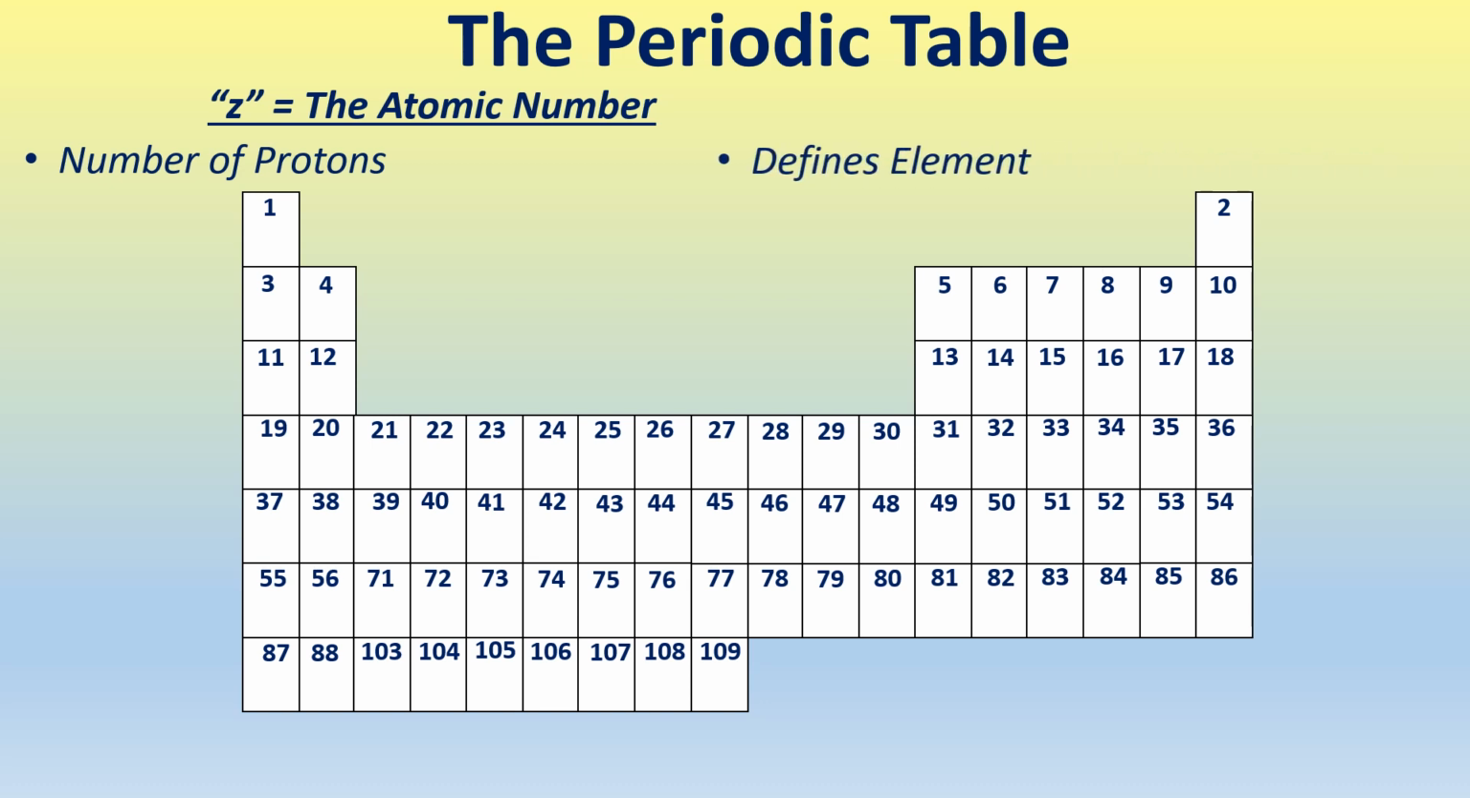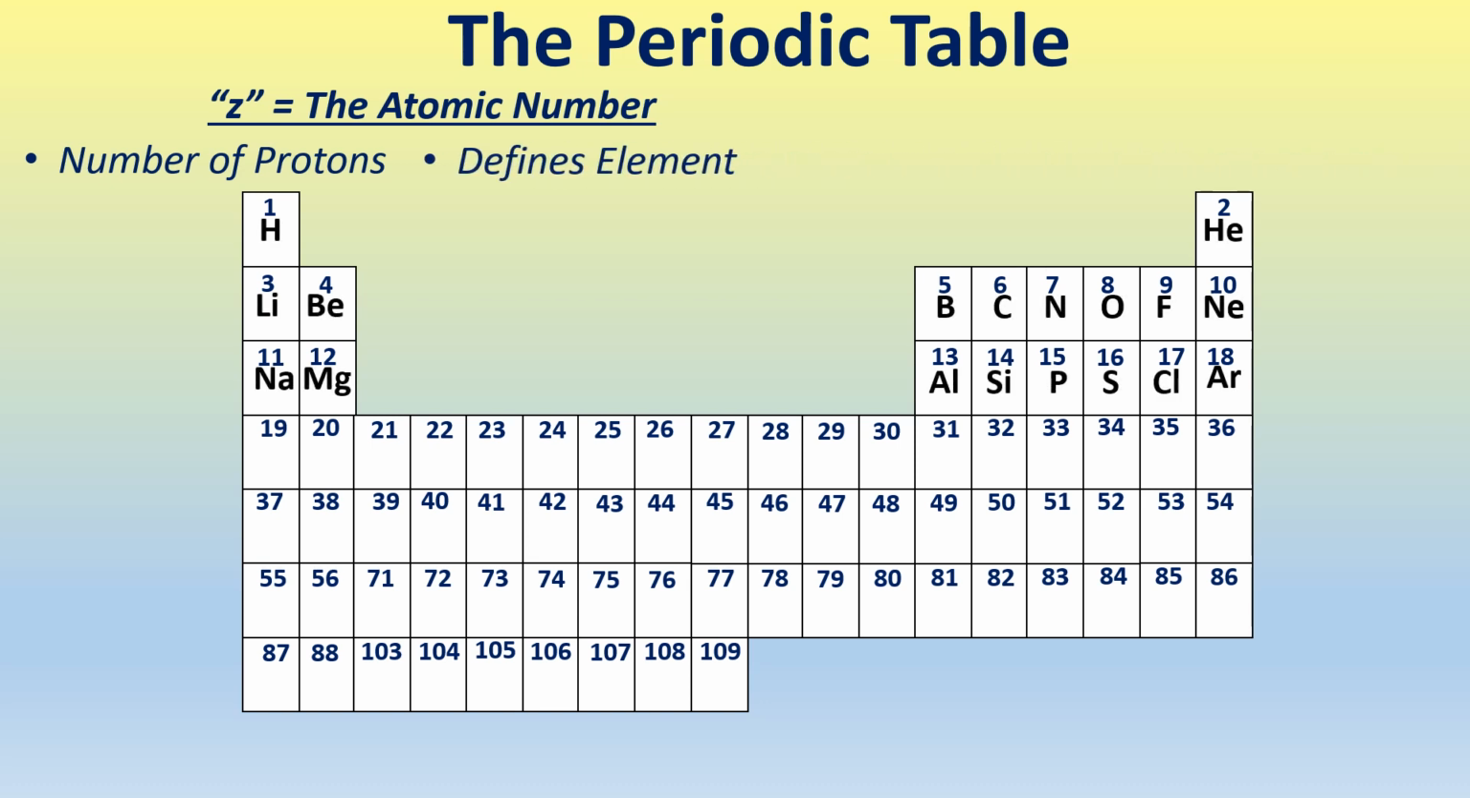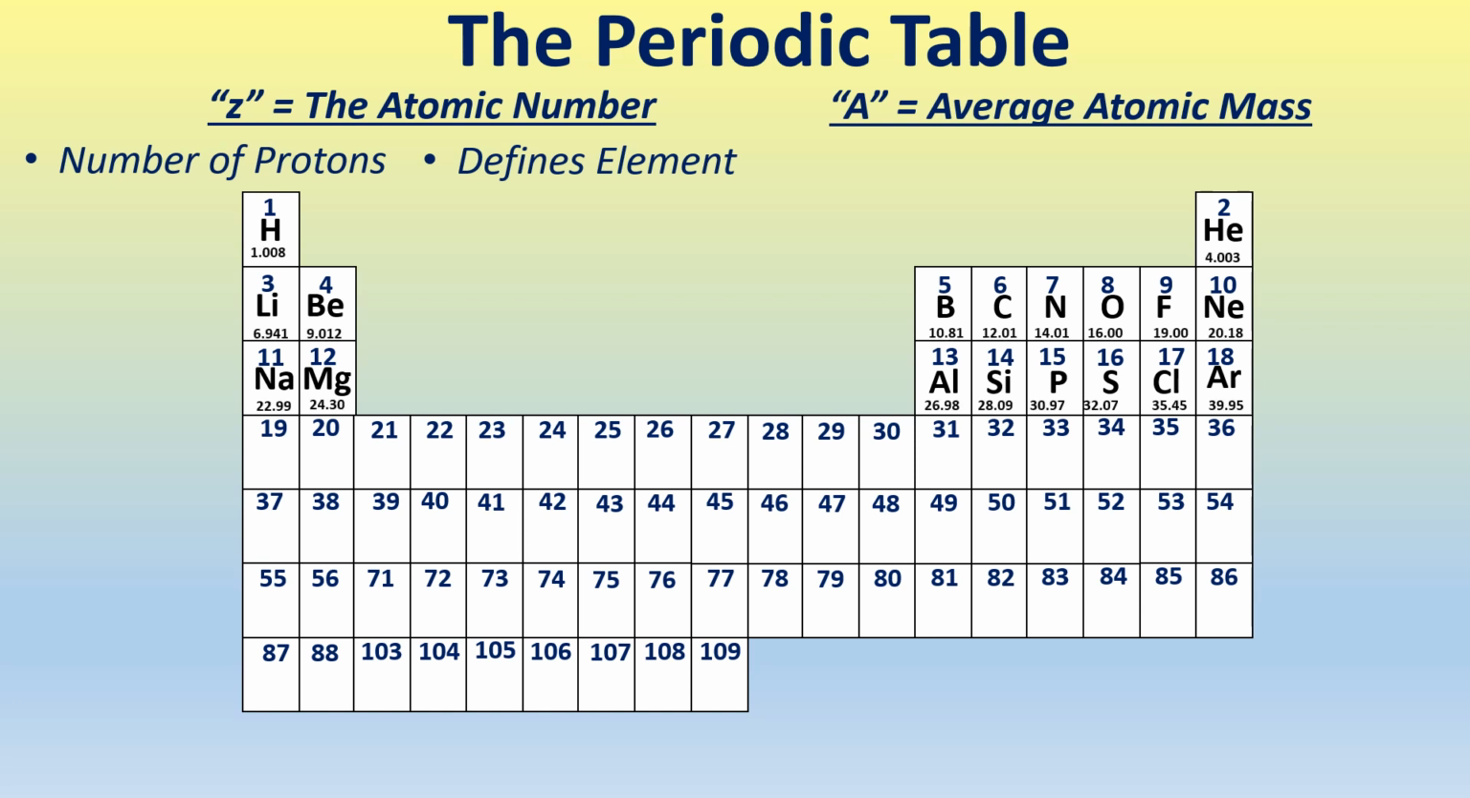For example, when one fills in the elements, one sees that carbon is element number 6. This means that every atom in the universe that has 6 protons is a carbon, and every carbon in the universe has exactly 6 protons. Below the symbol, you have an average atomic mass of protons and neutrons for each element.